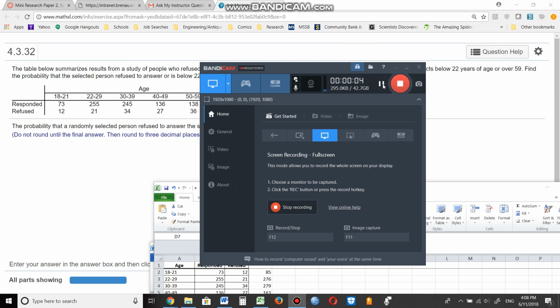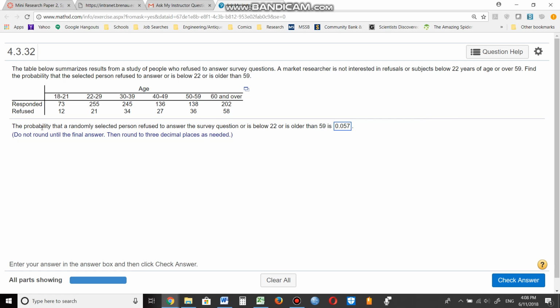Hi class, let's take a look at this problem here. We have a contingency table that consists of age intervals and whether a person responded or refused to respond to a survey. We want to find the probability that the person refused to respond, or is below 22, or is older than 59. Okay, so basically this is 3 events.